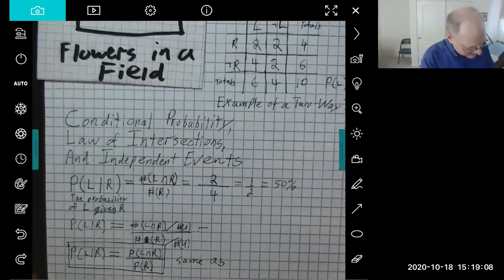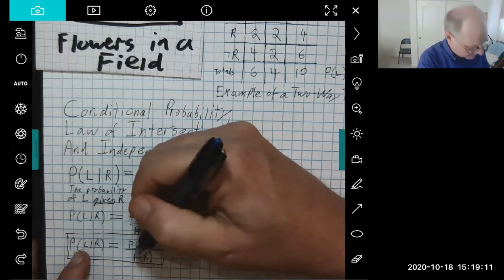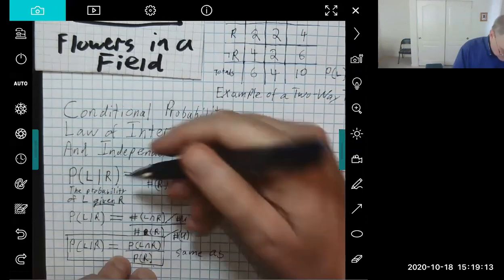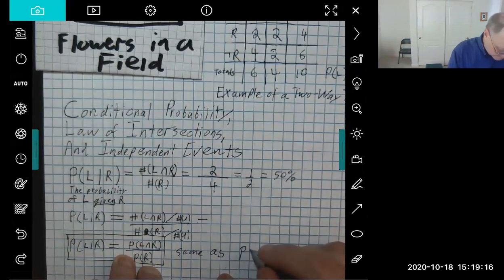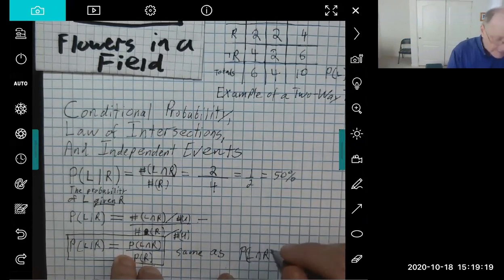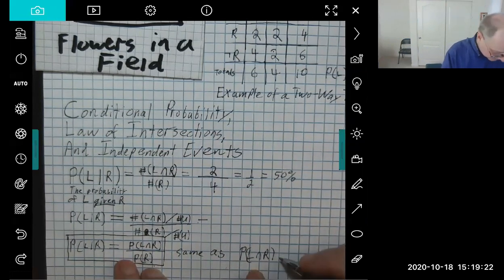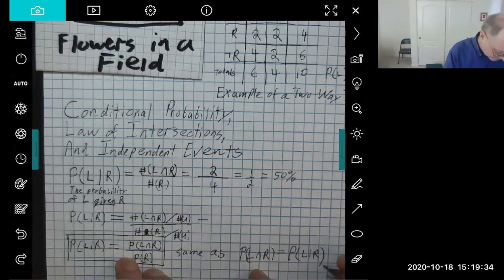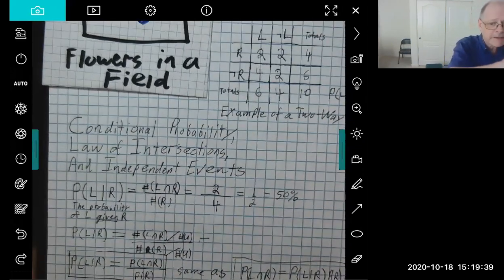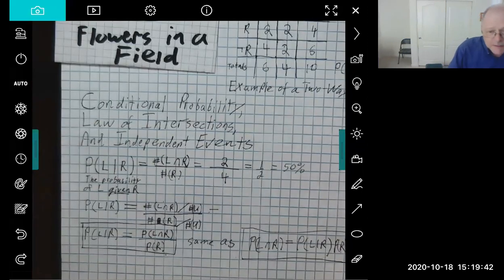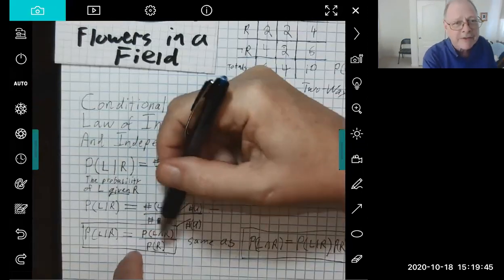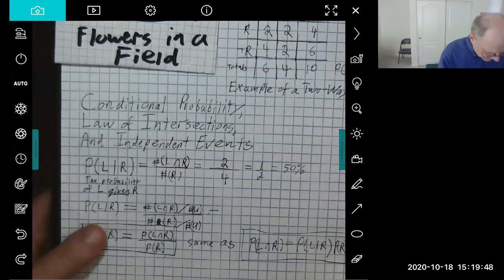And you probably did an algebra class sometime. You could multiply both sides here by P of R. So you get the probability of the intersection of L with R is P of L given R times P of R. These are just two different ways of writing the same equation. Either one, I don't have to give it two separate names, but this is the law of intersections.